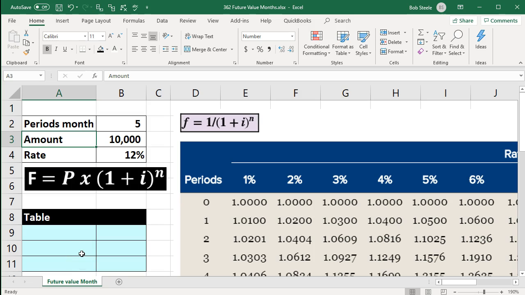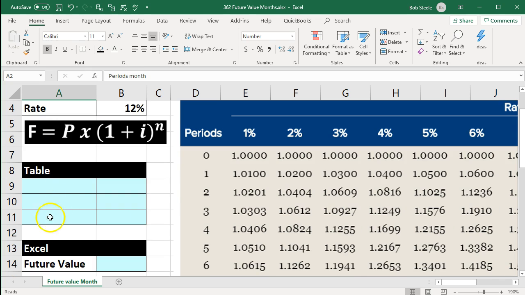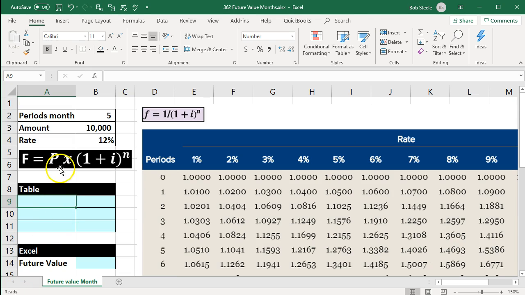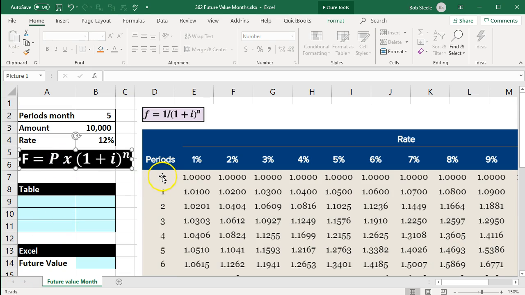In this presentation, we will take a look at a future value calculation with the periods in terms of months rather than years. We're going to have the information up top. We're going to enter that into the blue area down below. We can do this three ways. We can do it with a formula, we can use the tables, or we can use Excel.